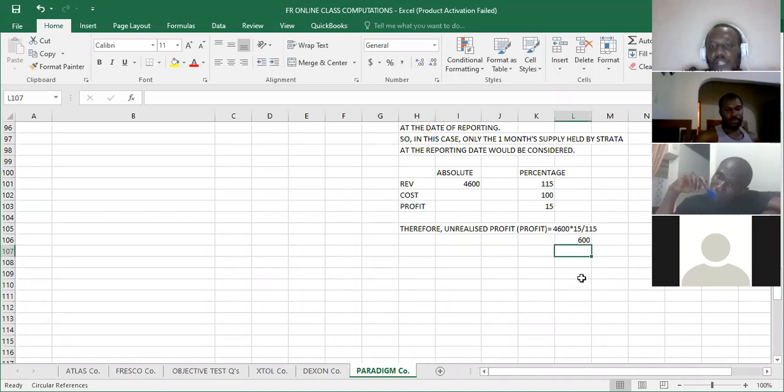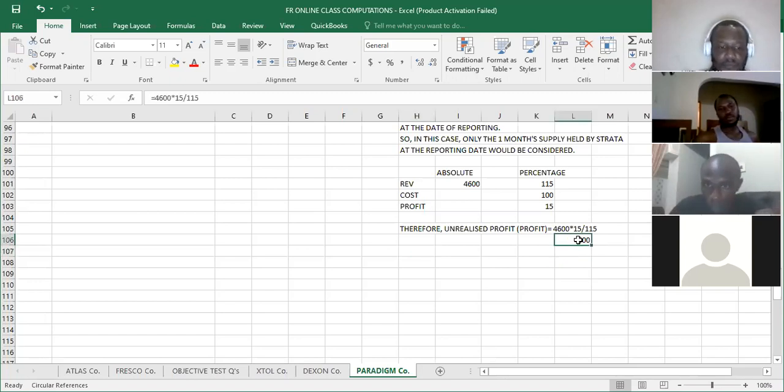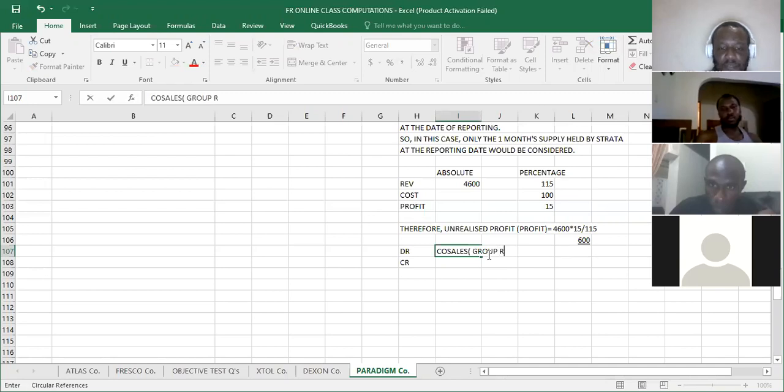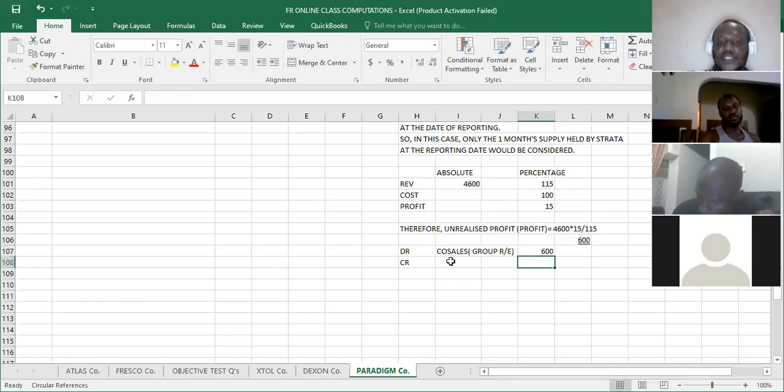So this 600 now, that's where the work is coming to. So your accounting entry for that 600, and please remember this one, we'll debit and we'll credit. So we'll debit our cost of sales. Now it's parent that sold to subsidiary, yes. So we'll debit our cost of sales, that's the same thing as debiting our group retained earnings because it's cost of sales. So it's the same thing as saying group retained earnings, and we'll debit that with the 600. And then we'll credit our inventory.